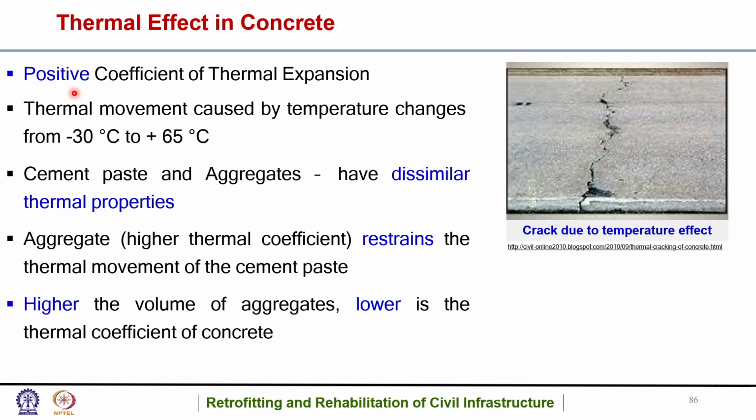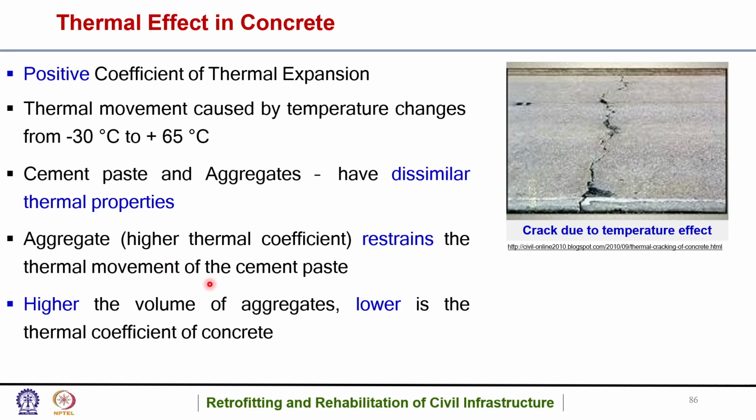Concrete has a positive coefficient of thermal expansion, which is the value of alpha. The thermal movement is caused by temperature changes from minus 30 degrees centigrade to plus 65 degrees centigrade. The cement paste and aggregates have dissimilar thermal properties. The aggregate has a higher thermal coefficient, and it restrains the thermal movement of the cement paste. And it has been found that the higher the volume of aggregates, the lower is the thermal coefficient of concrete.